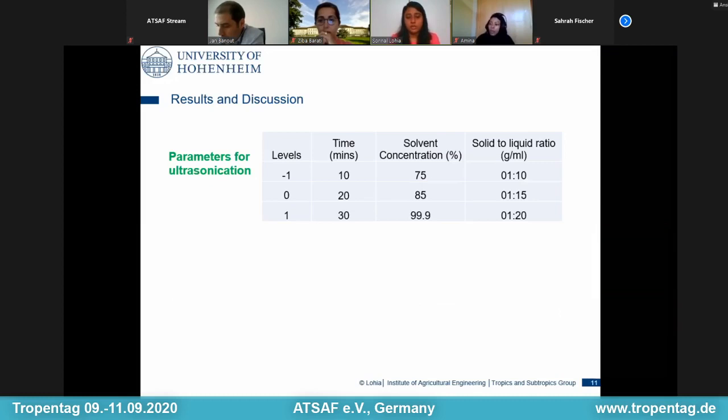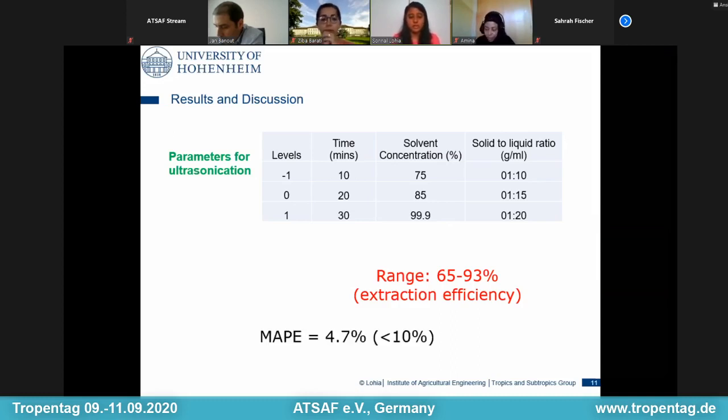These are the parameters for the ultrasonication process used for the Box-Behnken design of experiments. Three parameters, time, solvent concentration, and solid to liquid ratio, were chosen at three different levels, which resulted in an extraction efficiency of 65 to 93%. An analysis of MAPE, which is the mean absolute percentage error, gave the result as 4.7%, which was less than the 10% limit. Therefore, the experimental results could be further analyzed for obtaining an optimized model.